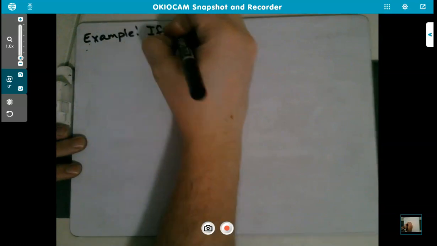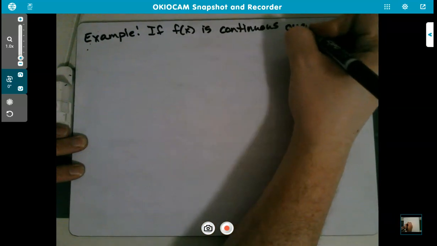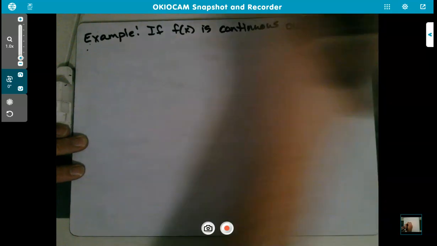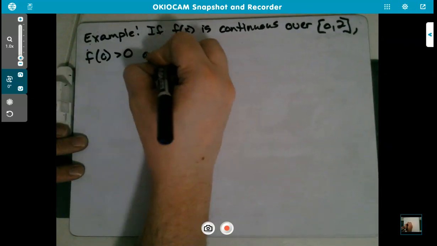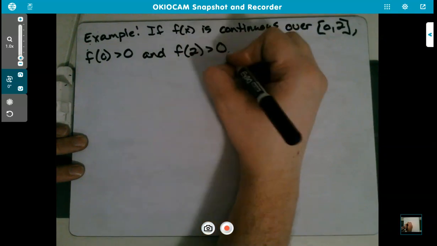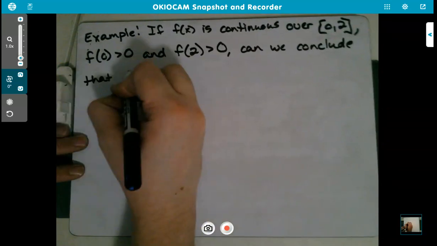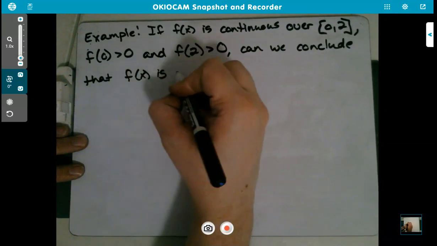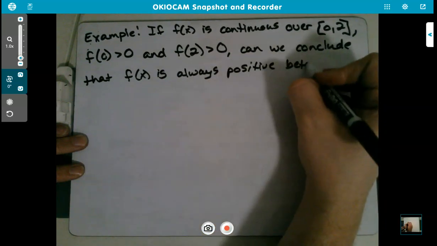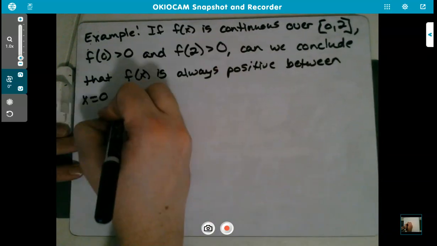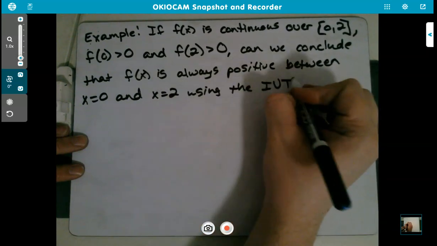Example: if f of x is continuous over the space between 0 and 2, and if we have that f of 0 is positive and f of 2 is positive, can we conclude that f of x is always positive between x equals 0 and x equals 2 using the intermediate value theorem?